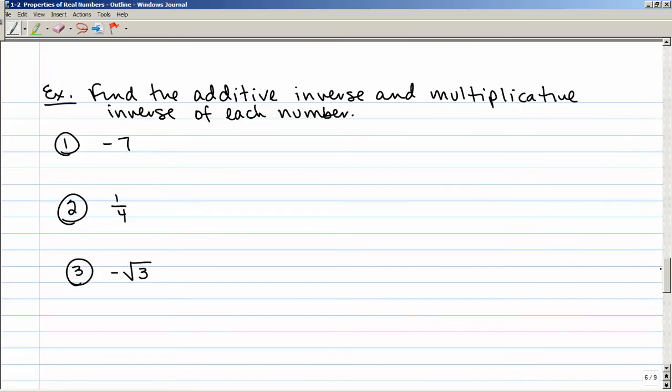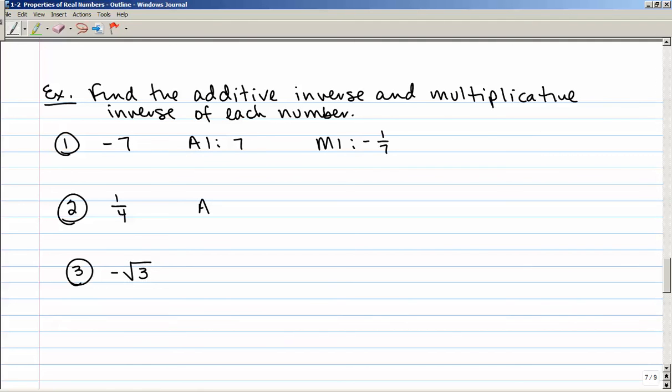Okay, so find the additive inverse and the multiplicative inverse of each number. In other words, what do I have to add to negative 7 in order to get a 0? So in this case, the additive inverse is going to be 7. And what do I have to multiply negative 7 by to get a 1? So the multiplicative inverse is going to be a negative 1/7. What do I have to add to this to get a 0? What do I have to multiply this by to get a 1?